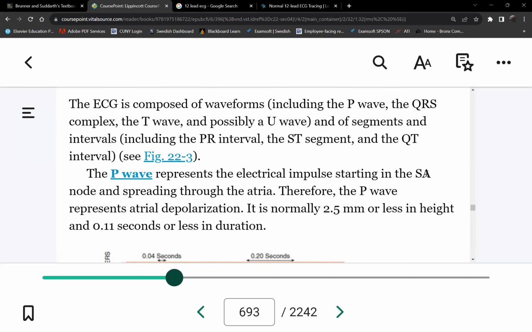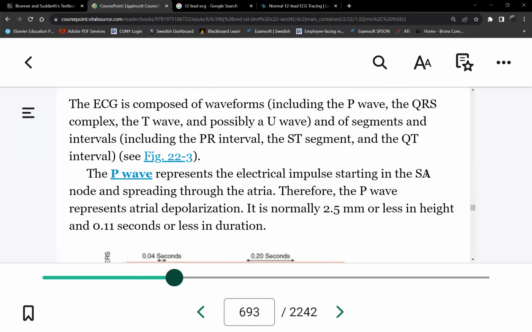So when we see a P wave, that's always nice to see. It's a nice sight to behold. Oh, we see a P wave. That means the electrical impulse started from where? The SA node. It's a normal impulse generated by the SA node.